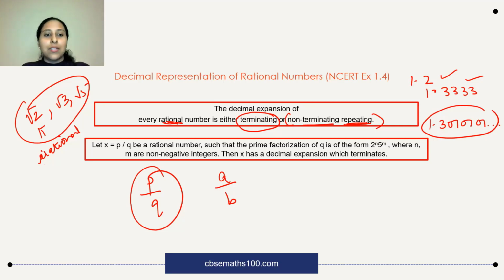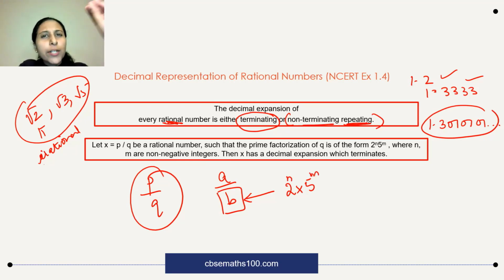Cancel common factors. After you do that, just check this B, in case B only has prime factors as 2 or 5 in its prime factorization, either 2 alone, or 5 alone, or both 2 and 5 are there, no problem. But only 2 and 5 should be there. So any power of 2, any power of 5 does not matter.